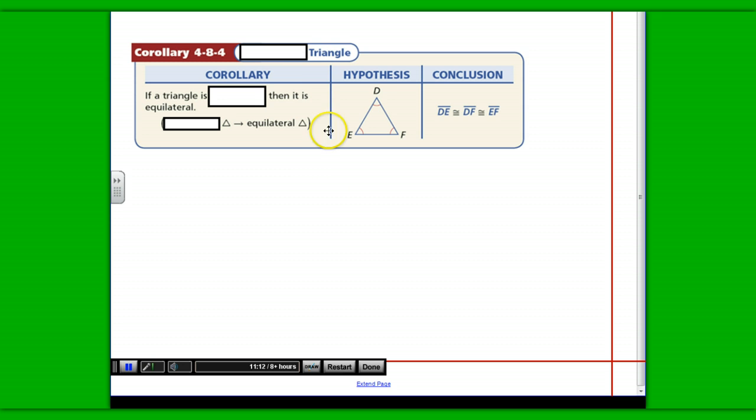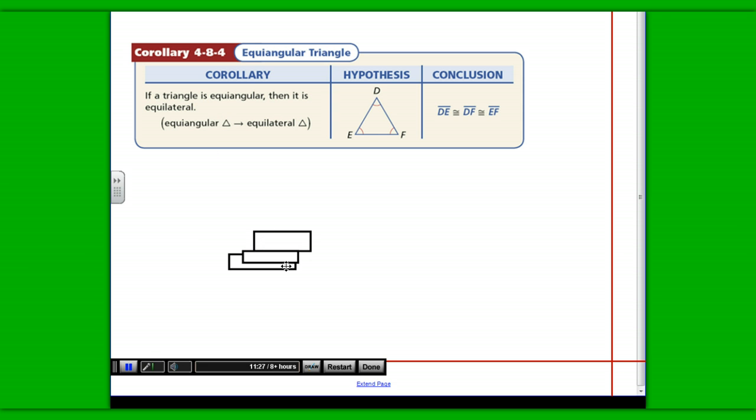Good. And so we can say that an equiangular triangle is equilateral, can't we? So if a triangle is equiangular, then it is equilateral. We can say all sides are congruent. We don't know the lengths of the sides unless we're given more information. We do know the angles are all 60. The lengths could vary though.